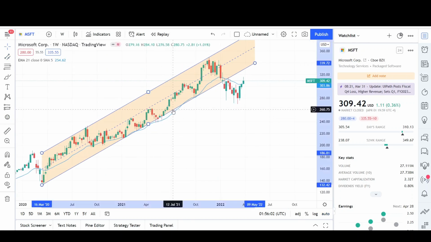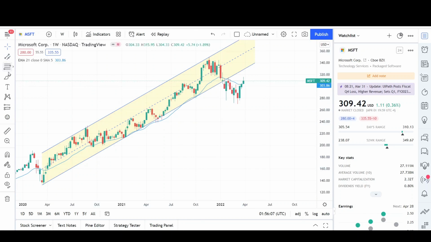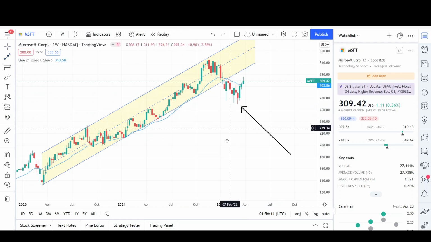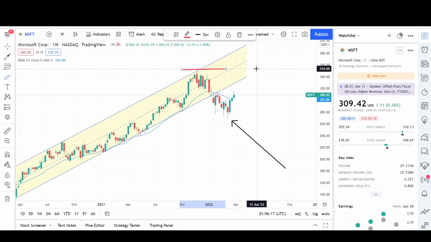You can see that this yellow channel was supporting prices for several years, and then we had the first break of it. So like I said before, normally when we get the first break of a channel or pattern, we can go back up to retest the previous high when the correction is over. So it definitely looks like the correction is over. So I'm expecting prices to come back up to the 353 level within the next couple of months.